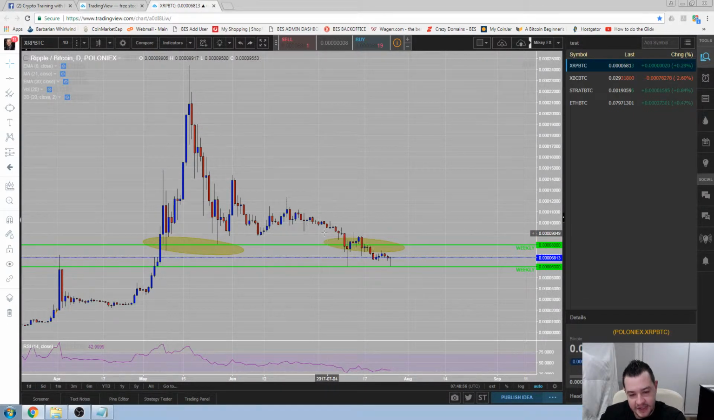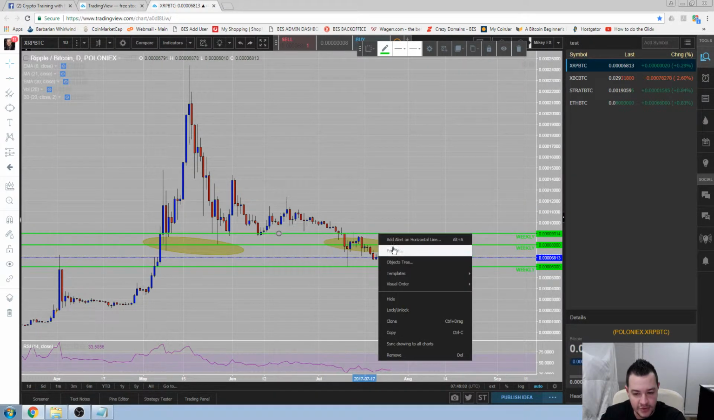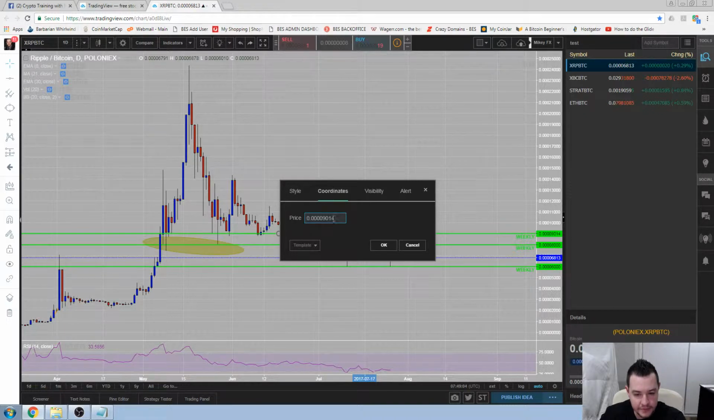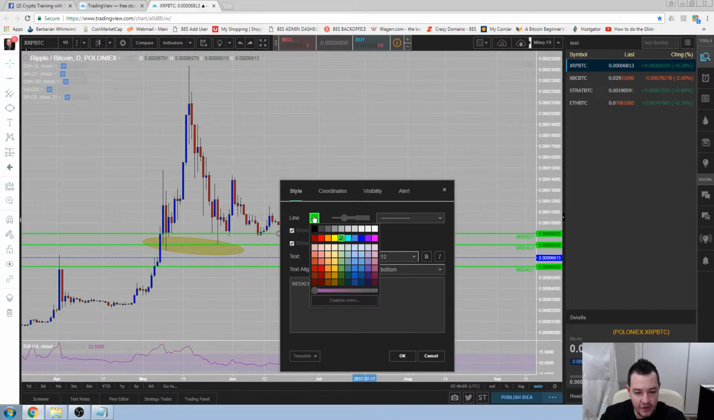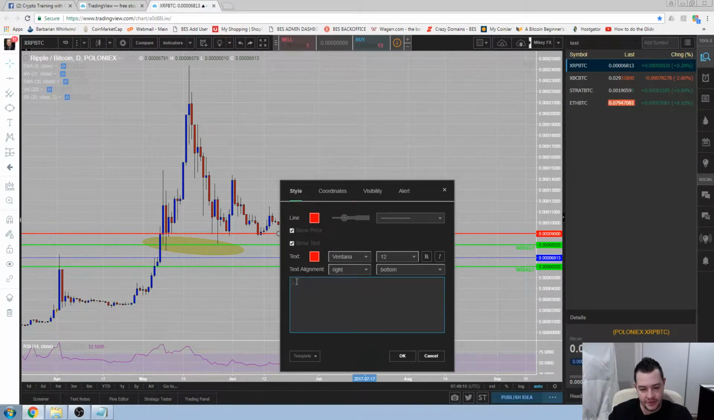Now this 9,000 level, so if I put that in as a daily level, okay? So let's call this one, put that in at 9,000. I'll make my dailies red, okay? Text red as well. I'll call this one a daily, okay? So you can either use these same colors, guys, or you can make up your own colors, okay?